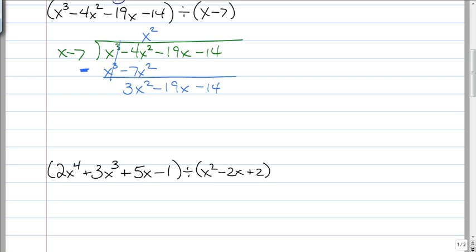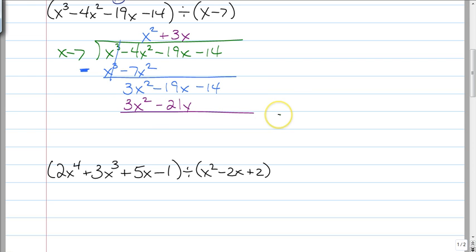So we are going to go again, but now we're going to ask ourselves, x times what is going to give us 3x squared? So you think for a moment and you say that's going to be 3x, because 3x times x is 3x squared. So we're going to put the 3x in the x column. 3x times x is 3x squared. And 3x times a negative 7 is a negative 21x.